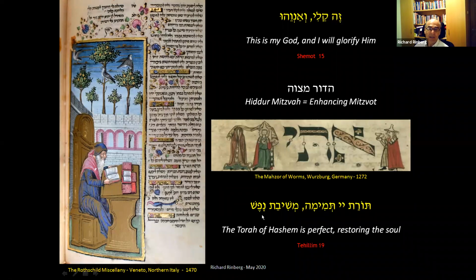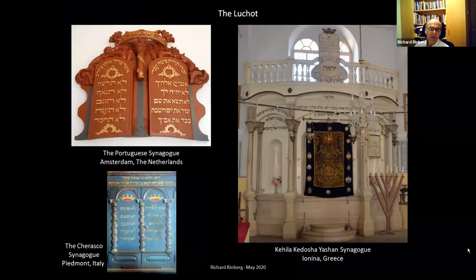And I think we all need some sort of chizuk in this difficult period. And I've brought this Rothschild Miscellany page, probably the height of beauty of illumination that Jews have ever had from Renaissance Italy. So this is from across Europe. These are symbols that we understand very, very well.